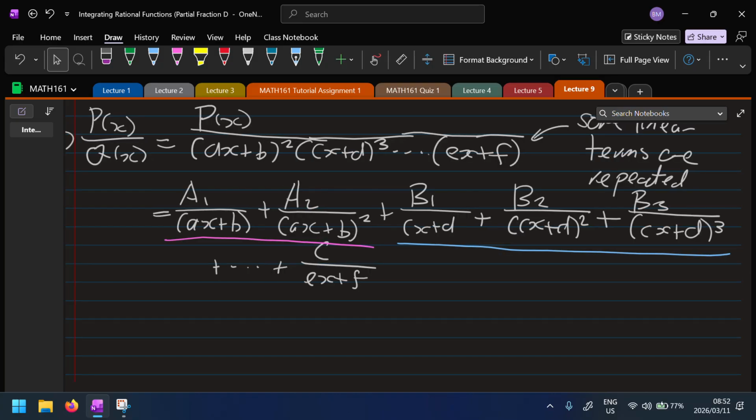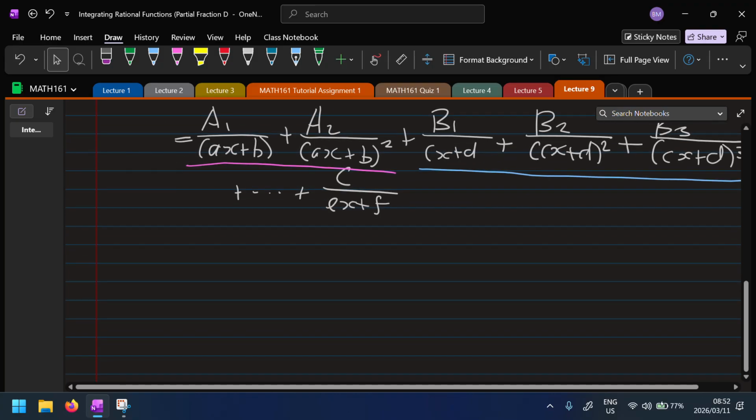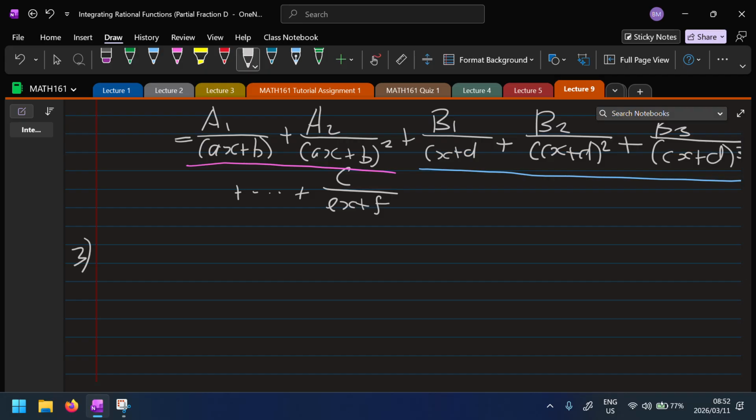Okay. And then finally, case 3. So in general, there's more cases, but I'm not going to give you anything more than quadratic. So we're going to stop at this one. Okay. So the next one here, we have P of X over Q of X again. Again, the P doesn't matter. We're only looking at the Q.